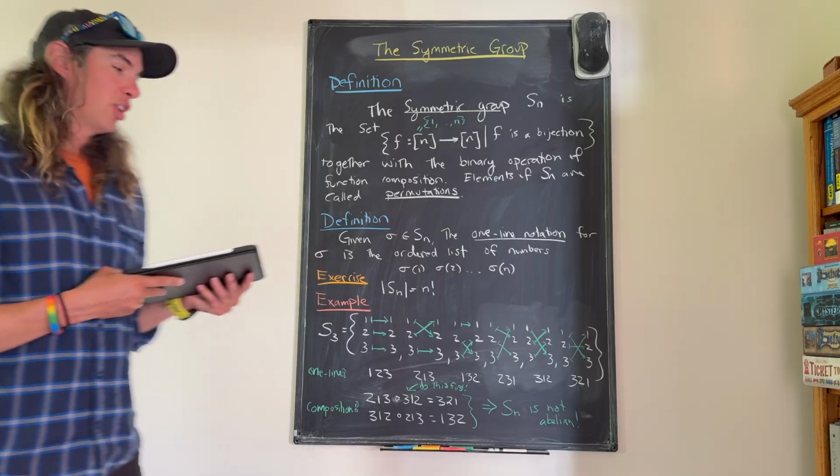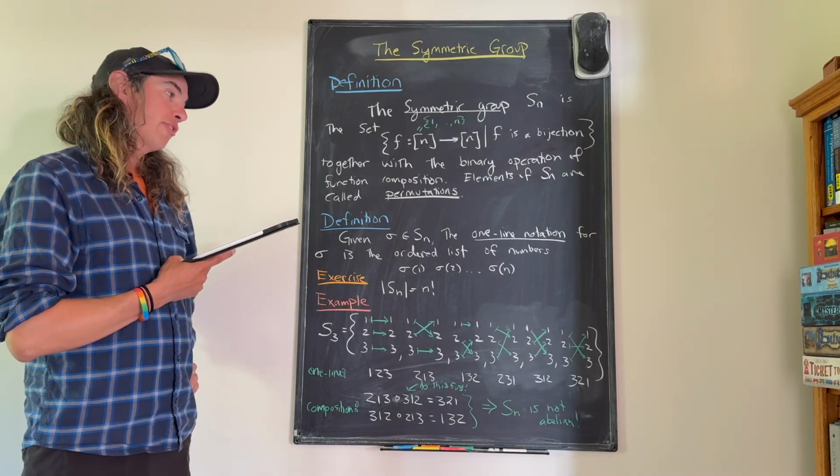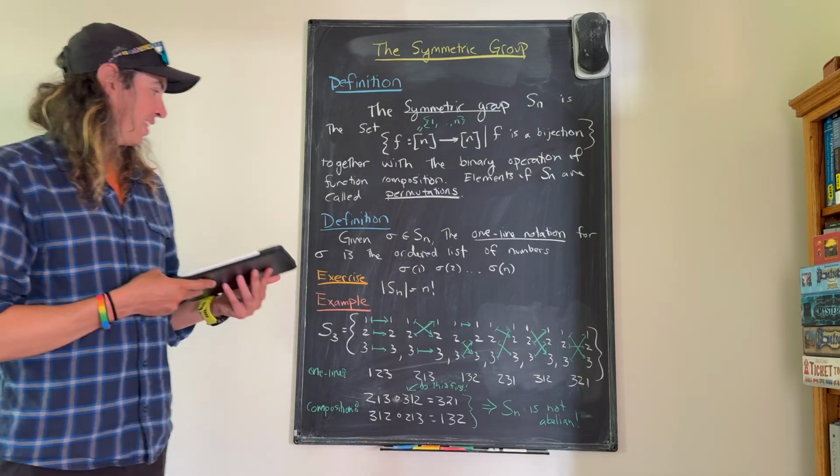It's maybe the first example of a non-abelian group that we see in a group theory course, and now we're going to dive into the combinatorics of it. Great.